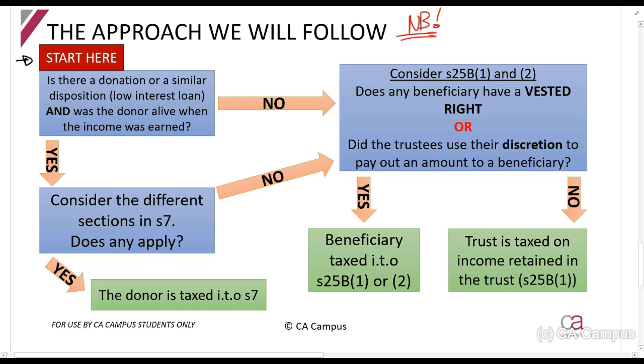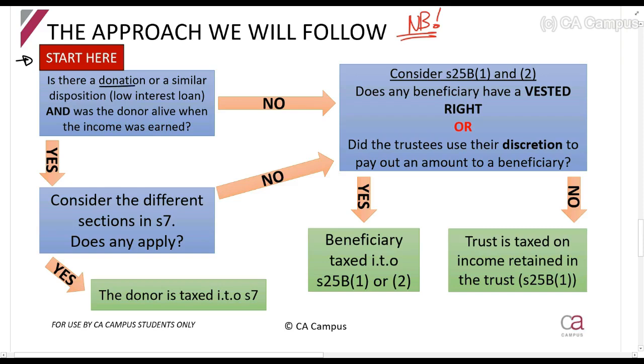And you'll hear me, when I'm going through questions or lecture examples, the whole time I'm going to say the following to you: was there a donation, and is the donor alive? So there's two questions I'm asking. Was there a donation and is the donor alive when the income was earned? So the donor must have been alive during the year. It doesn't have to be alive for the entire year. It must have been alive for some part of the year.